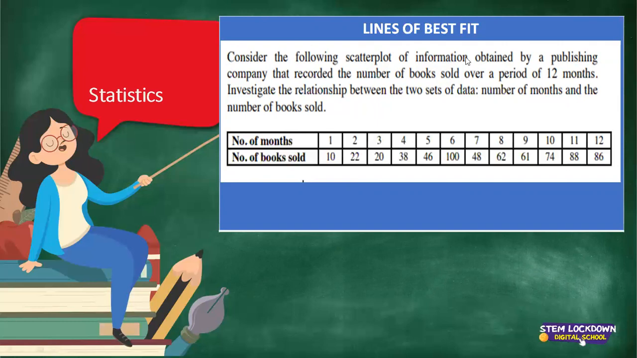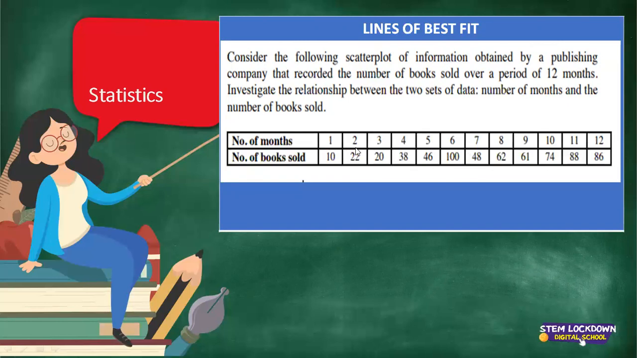The publisher is a publishing company, and it records the number of books sold over a period of 12 months. So is there any pattern, any relationship between the number of books sold and the number of months? Given that for the number of months you have 1 to 12, and these are the number of books sold, I want to see if there is any correlation between the number of months and the number of books sold. So we're saying to see if there's any relationship.